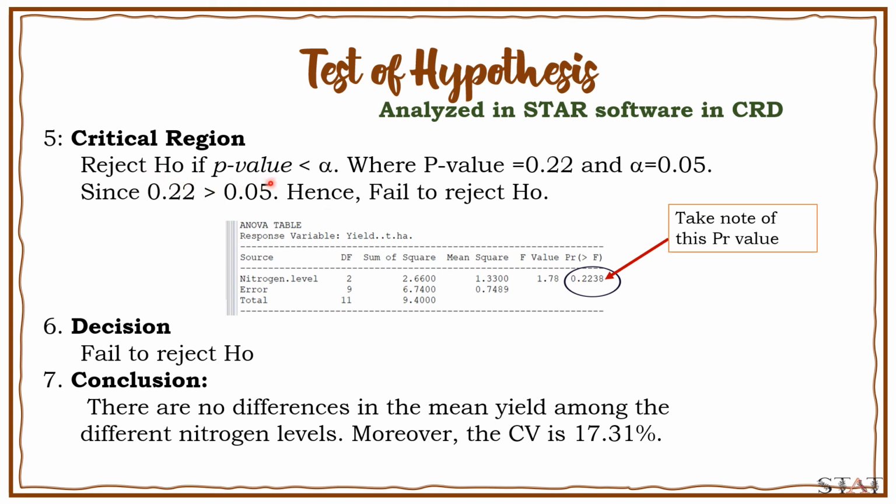So here is our decision rule. We can only reject HO if the p-value is less than alpha. In our case, our p-value is greater than our alpha. Hence, fail to reject HO. So our decision is to fail to reject HO, and there are no differences in the mean yield among the different nitrogen levels. Moreover, the CV is 17.31. So we come up to the same conclusion, which is to fail to reject HO.